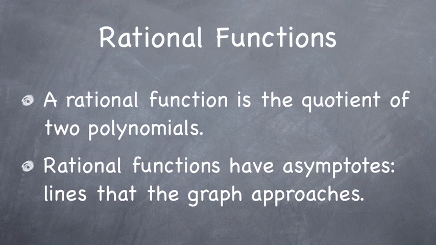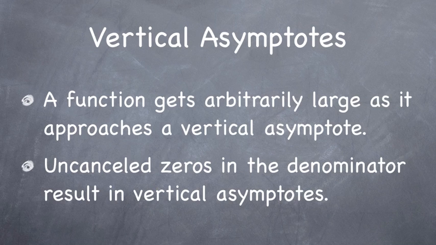Now, asymptotes are lines that the graph is going to get closer and closer to. Some of them we're allowed to cross, some of them we aren't, but in general the term asymptote means something that we get closer and closer to. Today's focus is going to be on the first of those asymptotes, vertical asymptotes. A vertical asymptote is a vertical line that the graph gets closer and closer to, but it's actually never going to cross it.